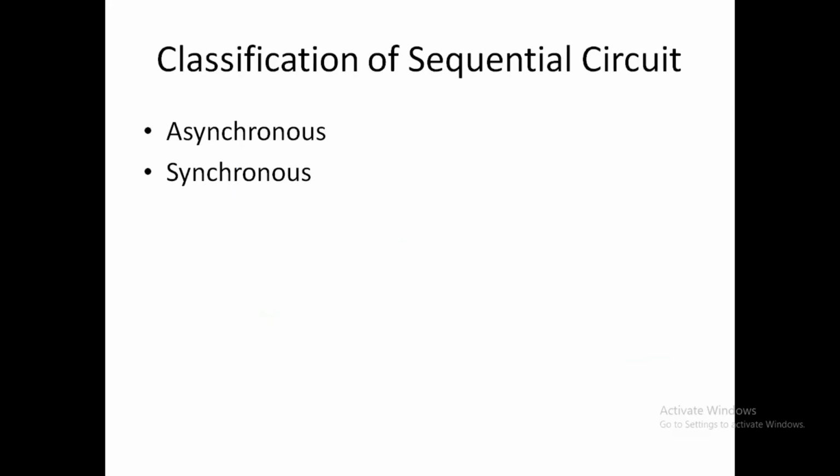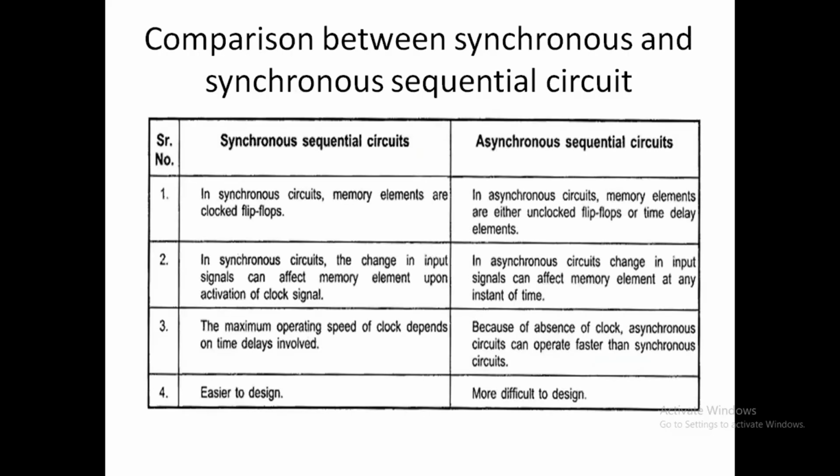Sequential circuits are basically classified into two types. First one is the asynchronous sequential circuit and second one is the synchronous sequential logic circuit. In an asynchronous sequential logic circuit, memory elements are either unclocked flip-flops or time delay elements. So in an asynchronous sequential circuit, we don't use the clock. While in the synchronous sequential circuit, memory elements are clocked flip-flops. It means in the synchronous sequential circuit we use a clock, while in the asynchronous sequential circuit we don't use the clock.